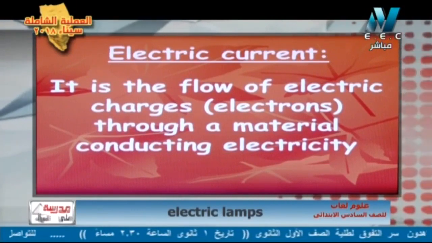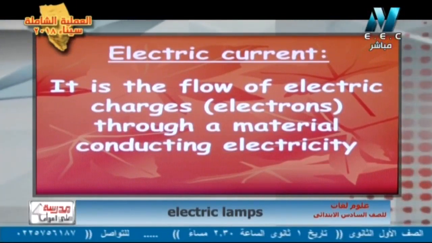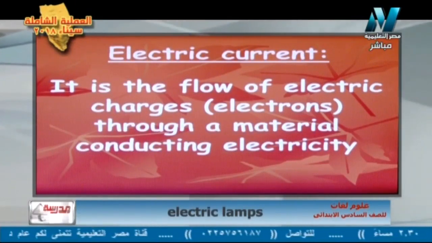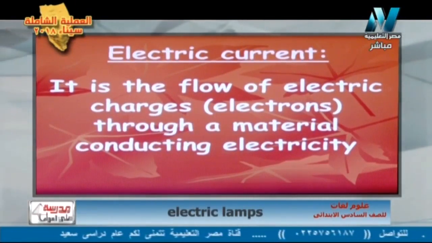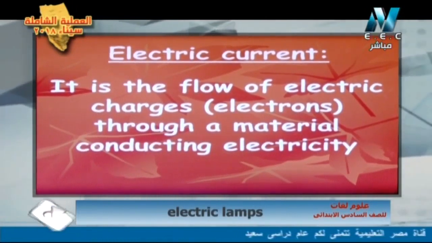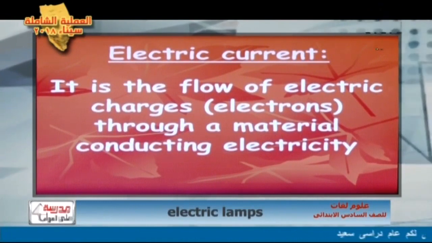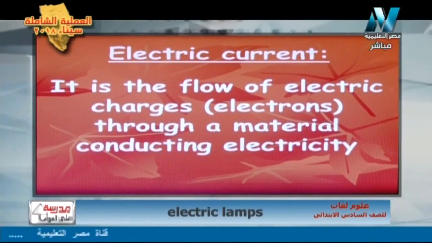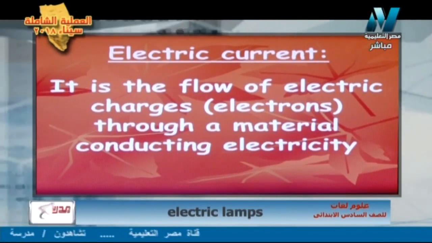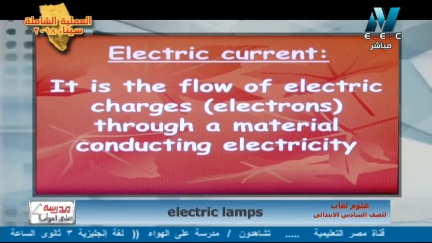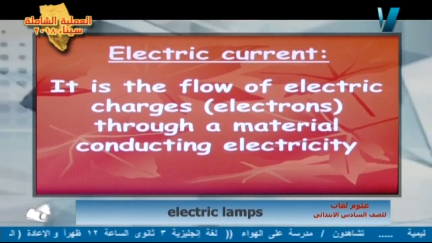Again, electric current is a flow of electric charges or electrons through a material conducting electricity. Again, that's a very important definition. Electric current أو التيار الكهربي is a flow of electric charges or electrons through a material conducting electricity.